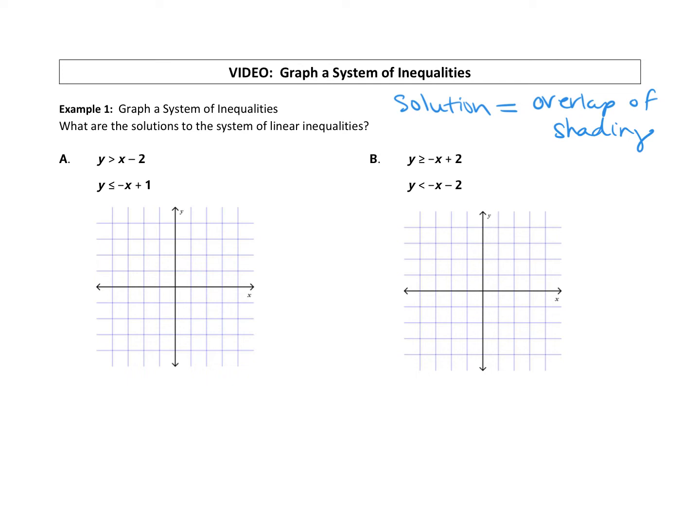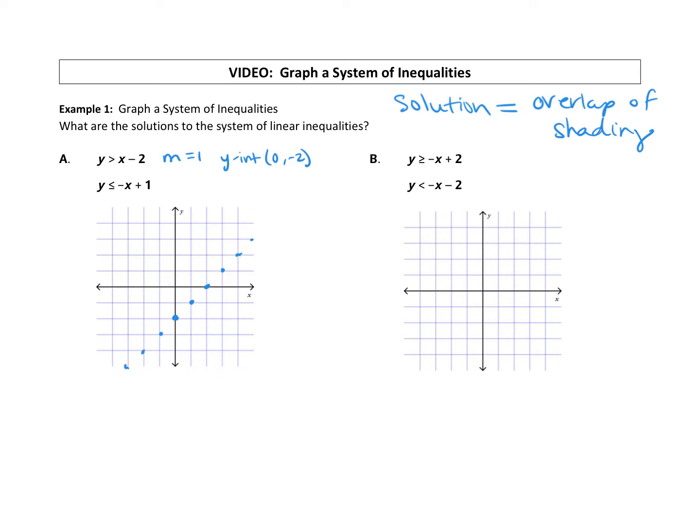Okay, so our first inequality, we have y is greater than x minus 2. Let's just identify our key information. We have a slope equal to 1. The y-intercept is negative 2, so (0, -2). We can go ahead and plot those points, starting with the y-intercept at negative 2, and then do a slope of 1. So we're going to go up 1, right 1, and fill up our whole graph.